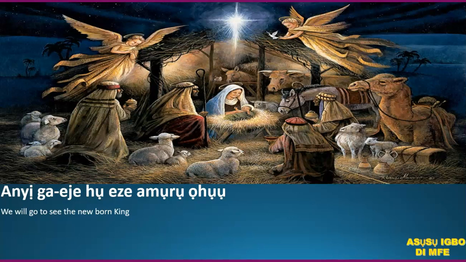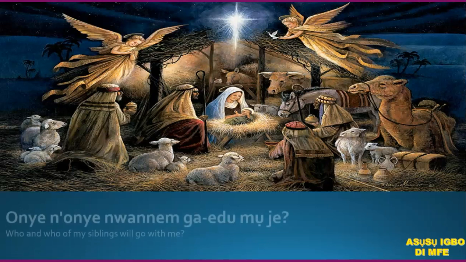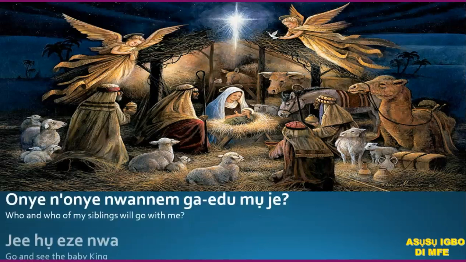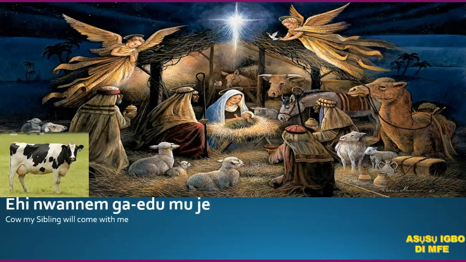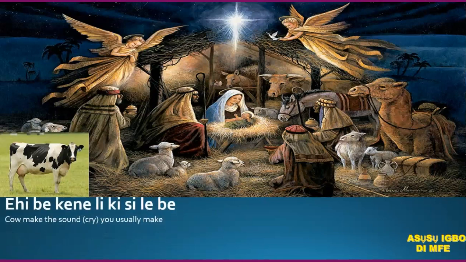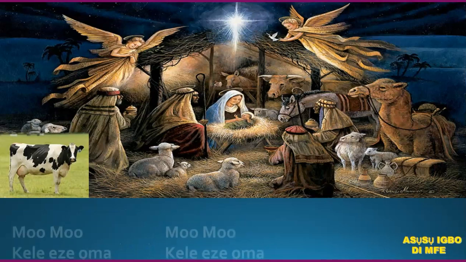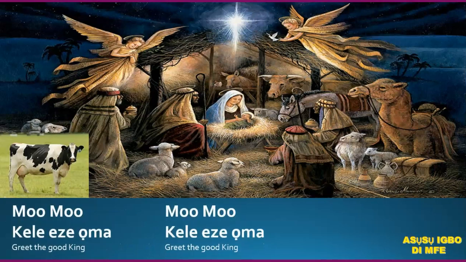Anyị ga-eje hụ eze amụrụ ọhụụ, jee hụ eze nwa. Onye na onye nwanne m ga-edu m jee hụ eze nwa. Ehi nwanne m ga-edu m jee hụ eze nwa. Ehi bekee n'eli ka isi lebe, biko bee ka anyị nụ. Moo, moo, kelee eze ọma.